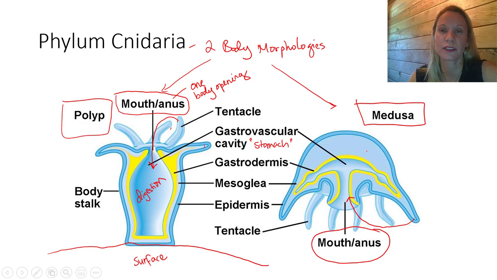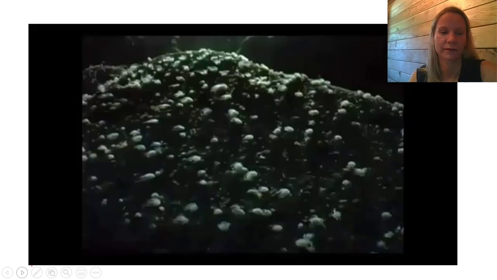These animals can reproduce sexually or asexually. Some of the animals are only medusa form throughout their life, or only polyp form. And then some cnidarians can have both types, both polyp and medusa, in their life cycle. A good example of a cnidarian that is both a polyp and a medusa at different stages of its life is a jellyfish. Let's take a look at the life cycle of a jellyfish.